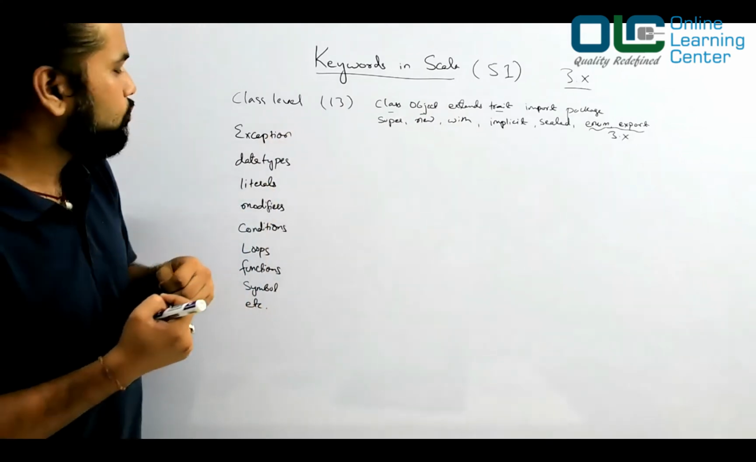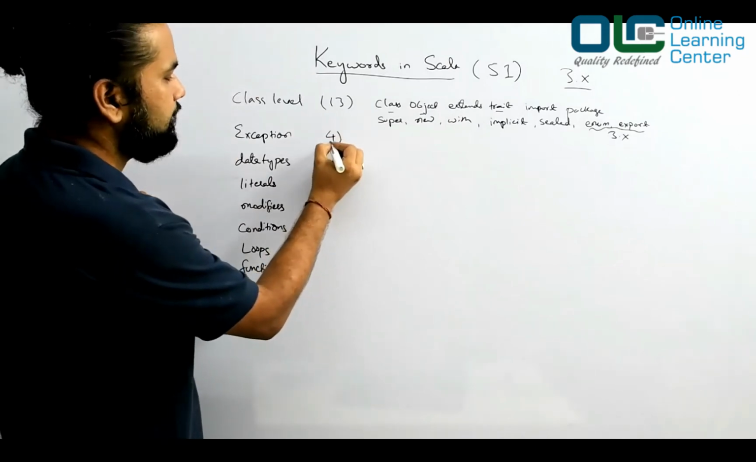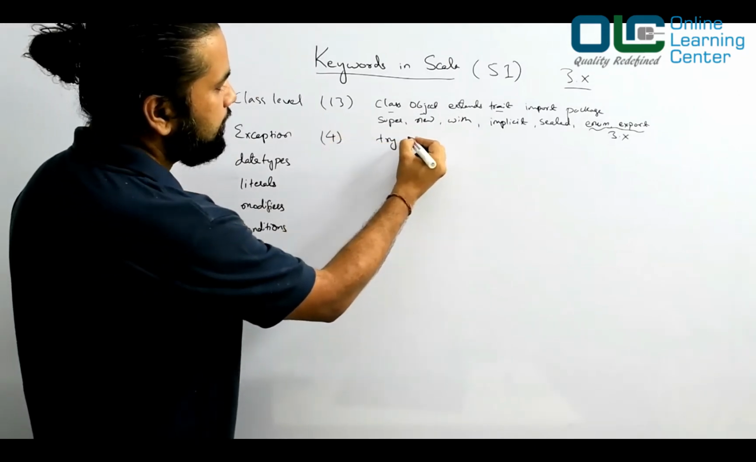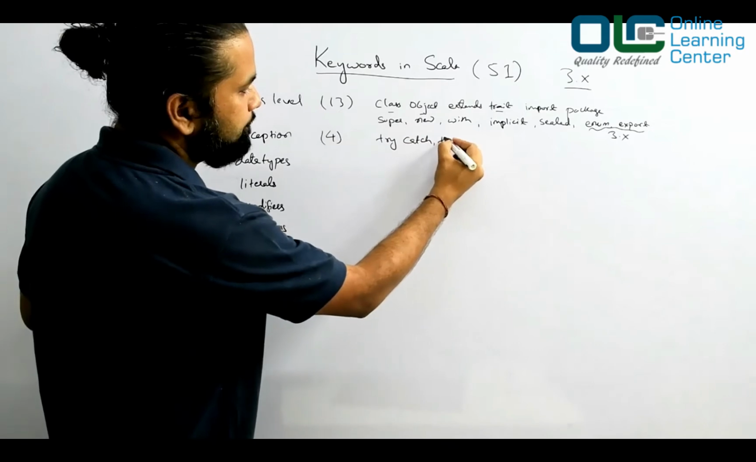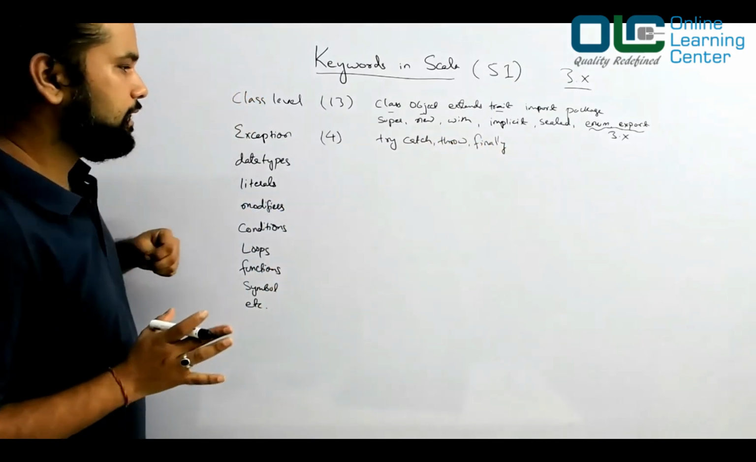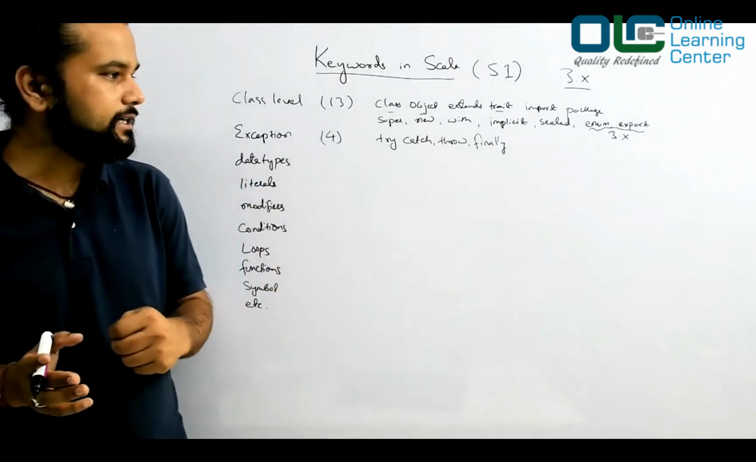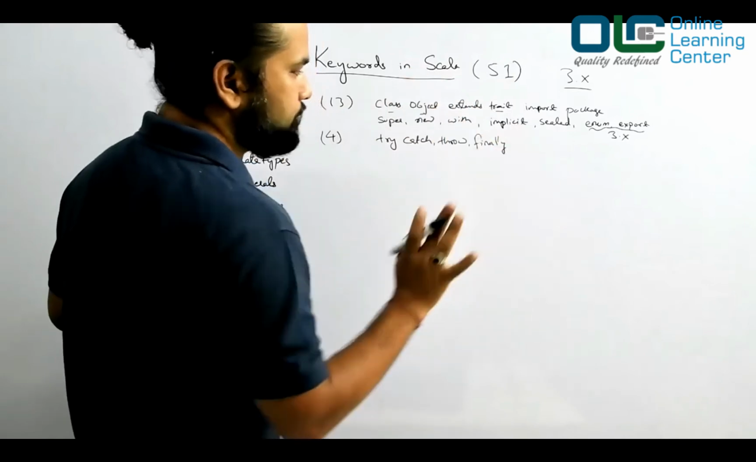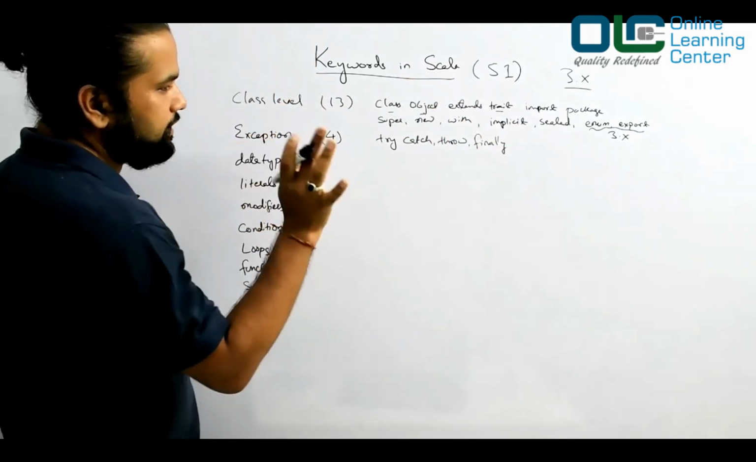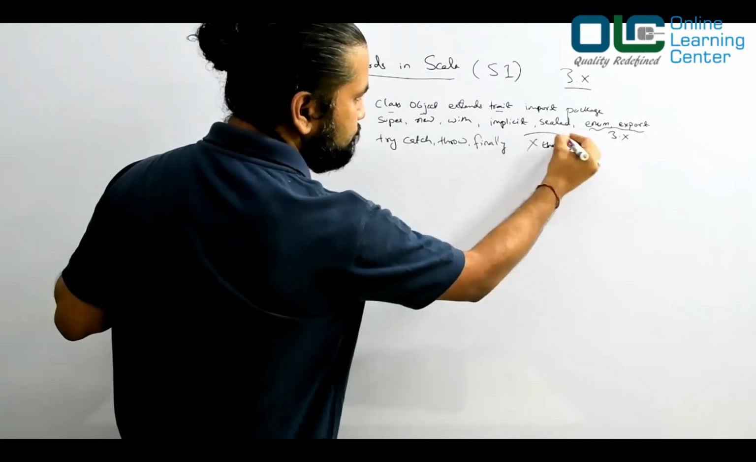Now we'll go to exceptions. Exception-wise there are 4. They are try, catch, throw, and finally. These are the 4 exception level keywords. And remember, there is no throws keyword. Like you have in Java, there is no throws keyword in Scala.